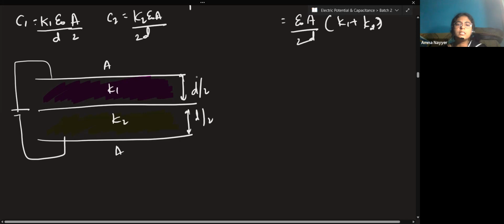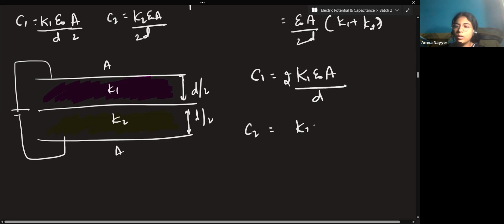So now see, C1 will be what? K1 epsilon naught A by D. Now D is D by 2, so 2 will go up. C2 is what? C2 is K2 epsilon naught A by D, D by 2 is there, so this 2 will go up.